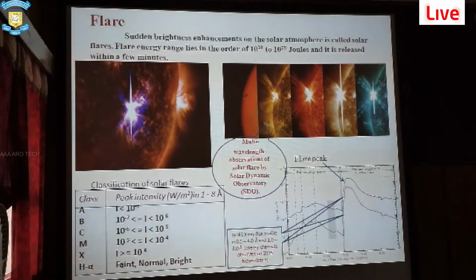So why are we using multi-wavelength? It means different wavelengths we are using. It means we are watching different layers of the sun as well as different temperature regions of the sun.